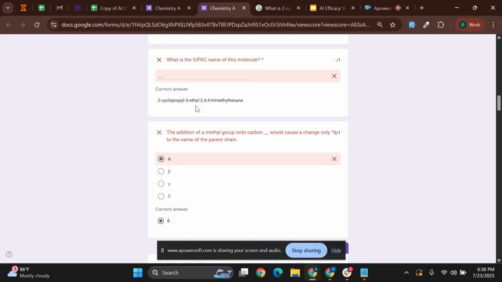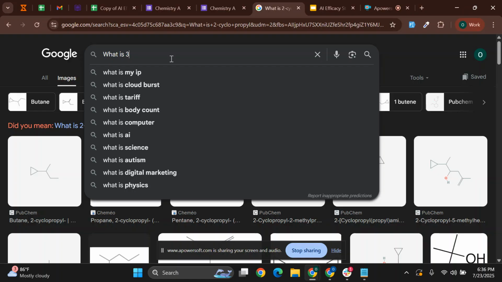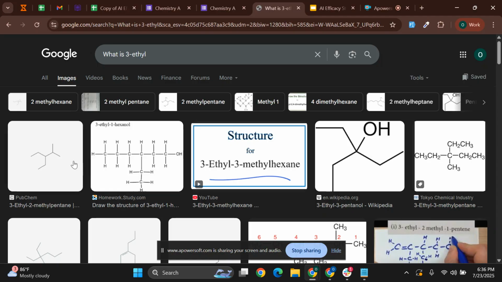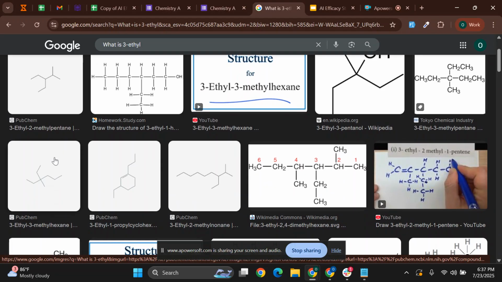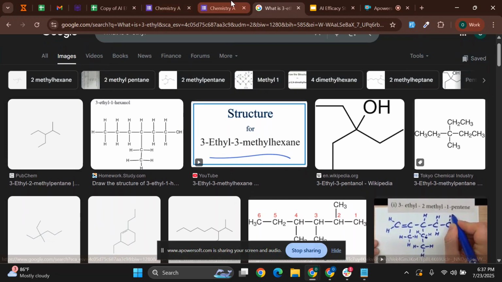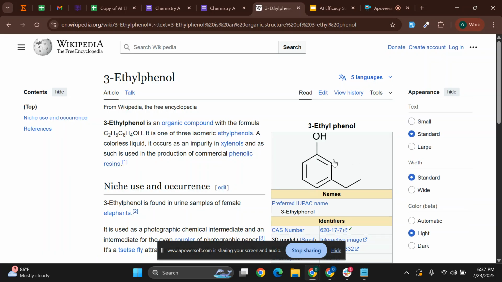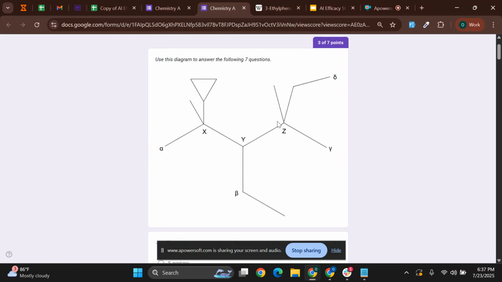The other one is 3-ethyl. What is 3-ethyl? Okay, this is 3-ethyl. Let's check the structure. This is the structure of 3-ethyl. 1, 2 and 3. Okay, how can I say that?